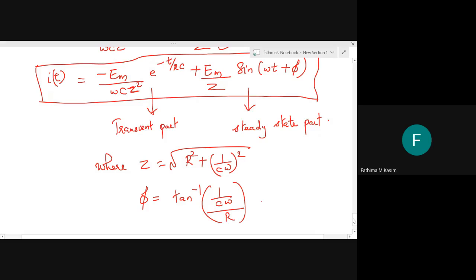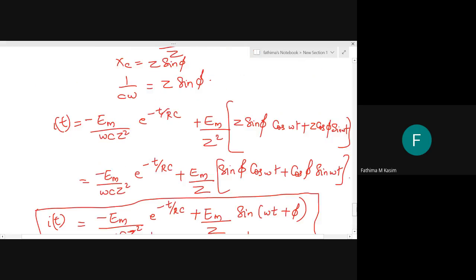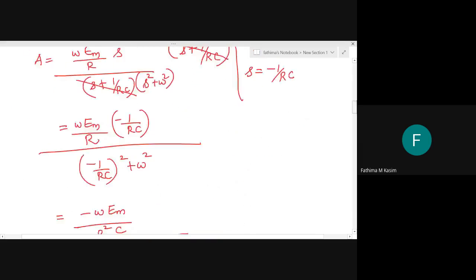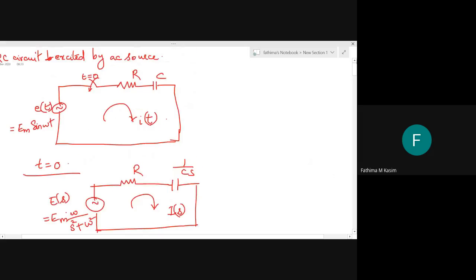So this is the expression for current for an RC circuit excited by an AC source. I of t is equal to minus Em by omega c z square e raised to minus t by RC plus Em by z into sine of omega t plus phi. So it has two parts. One is the transient part and the other is the steady state part. From the equation itself, it is clear that this term is the transient part and this is the steady state part. So that's the derivation for RC circuit excited by AC source.